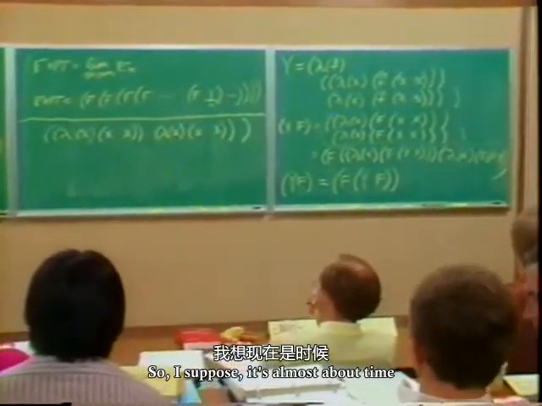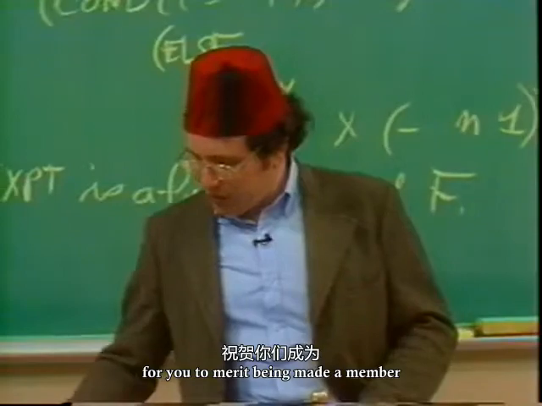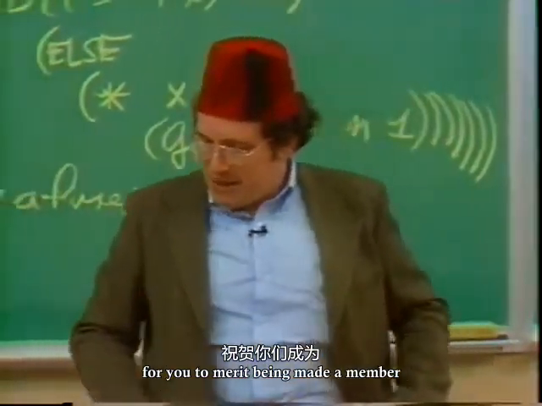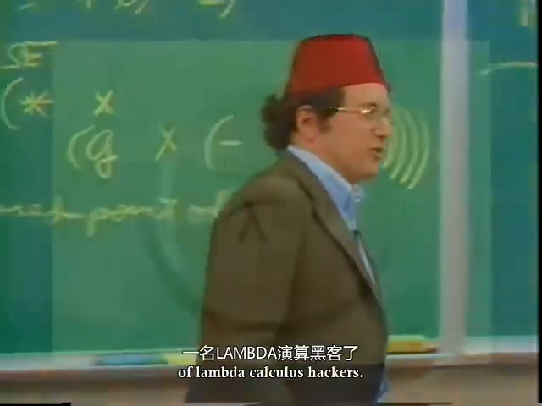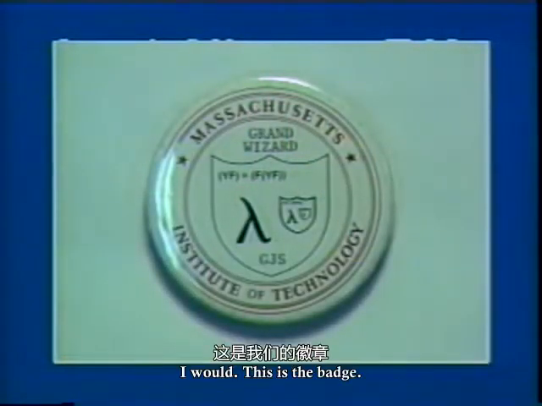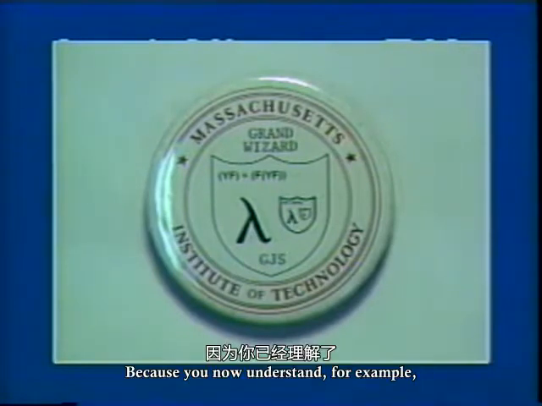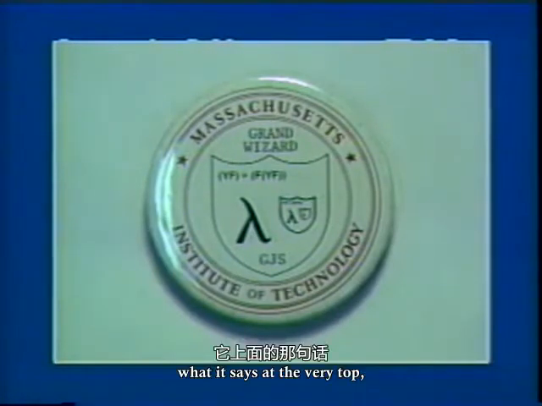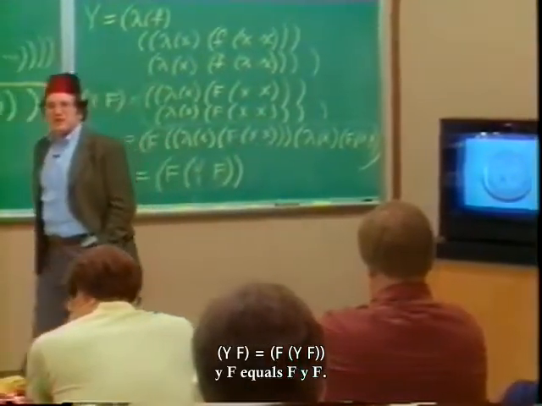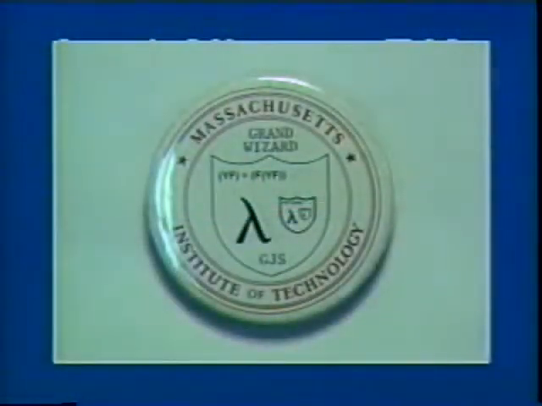So I suppose it's almost about time for you to merit being made a member of the Grand Recursive Order of Lambda Calculus hackers, of which this is the badge. Because you now understand, for example, what it says at the very top: YF equals FYF. Thank you. Are there any questions?